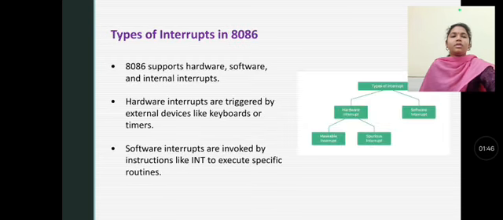Types of interrupts in 8086. 8086 supports hardware, software, and internal interrupts. Hardware interrupts are triggered by external devices like keyboards or timers. Software interrupts are invoked by instructions like INT to execute specific routines. These are the types of interrupts: hardware and software interrupts.